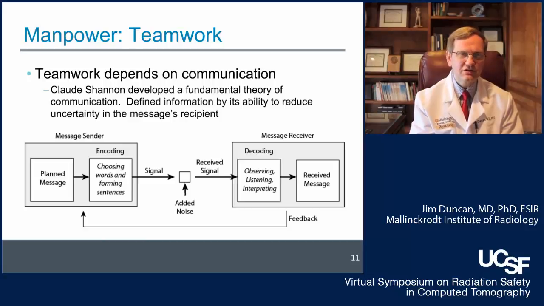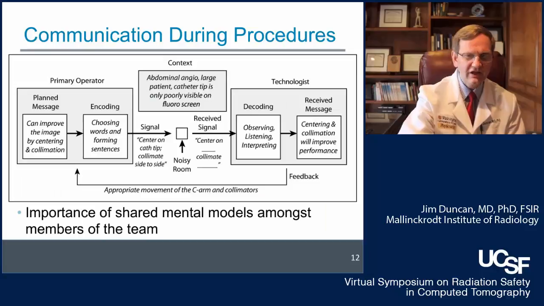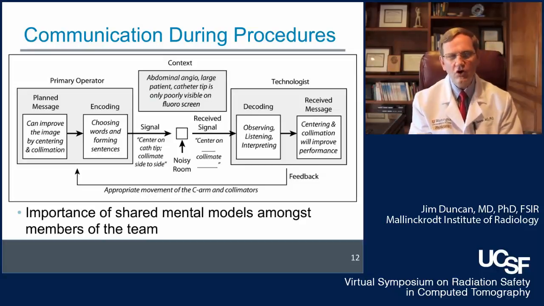It generates a signal. It might be words, it might be keystrokes, it might be hand signals. That signal usually is degraded somehow in transmission. But when it reaches the receiver, it's decoded, and that reduces uncertainty. And there's often a feedback channel that the receiver can use to send a message back to the originator to say message received, acknowledged. And a great example occurs all the time in our fluoroscopic procedures.